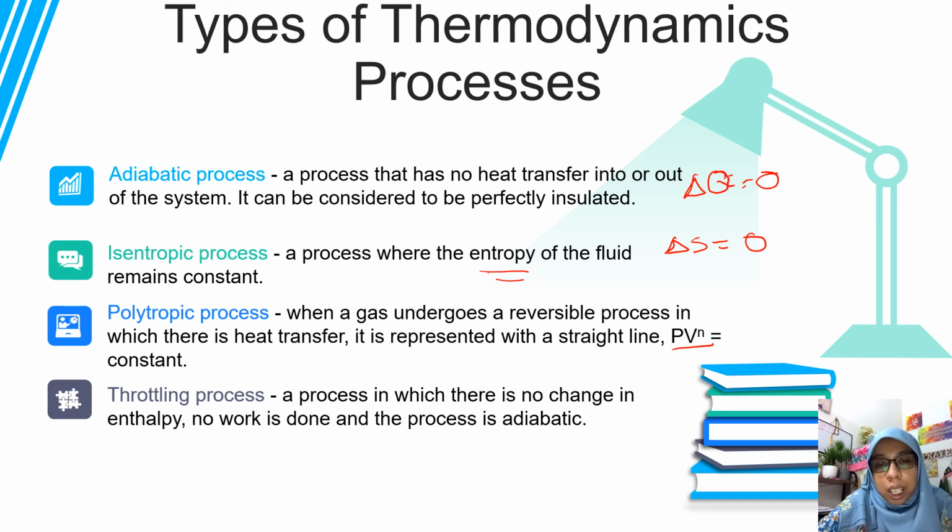Untuk throttling process, a process in which there is no change in enthalpy, no work is done and the process is adiabatic. So bila dia tak ada heat, dia tak ada delta H, dia tak ada W, dia adiabatic kan, dia delta Q is equal to 0. So ini adalah throttling process. Okay. Maksudnya yang akan ada dalam proses tu hanyalah mass and maybe perubahan of temperature lah.